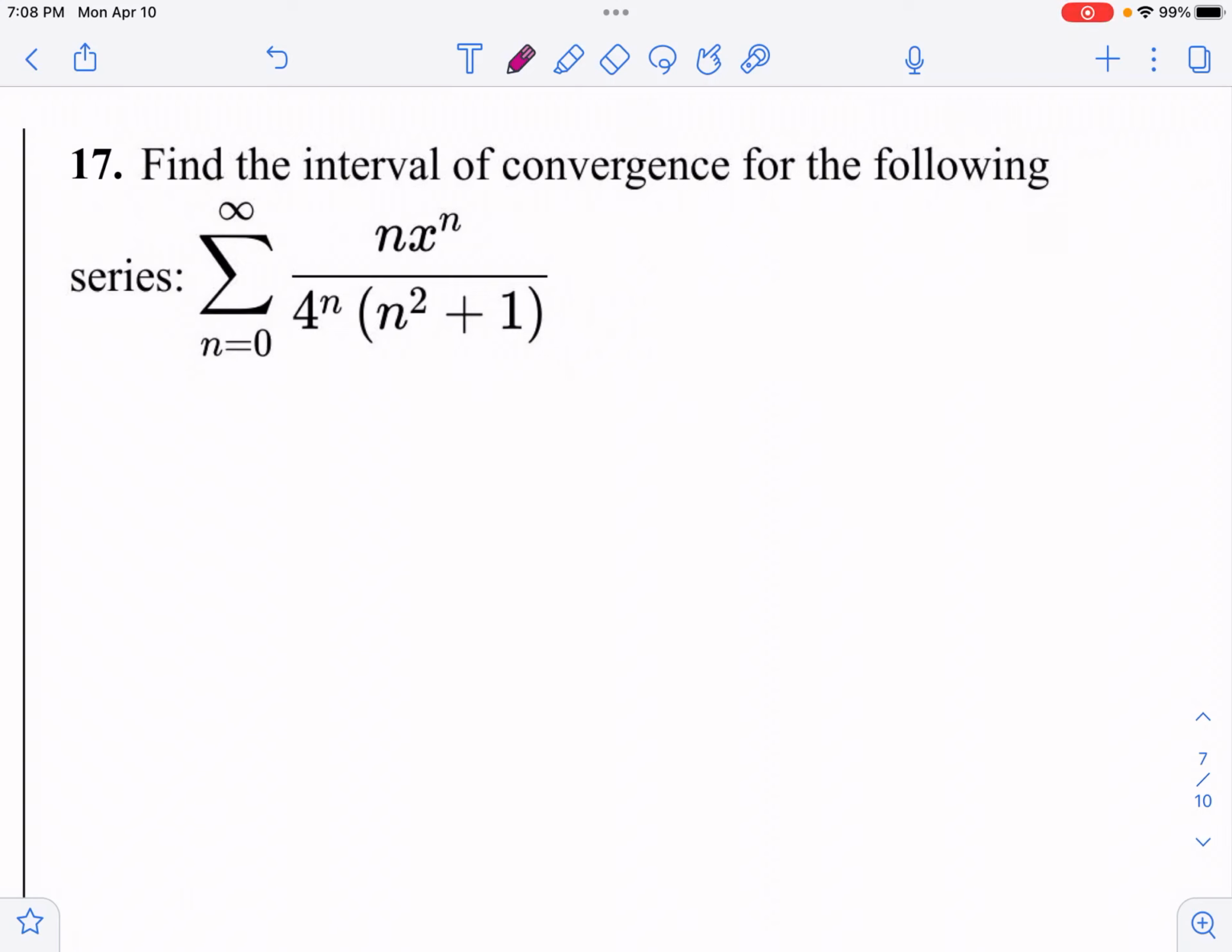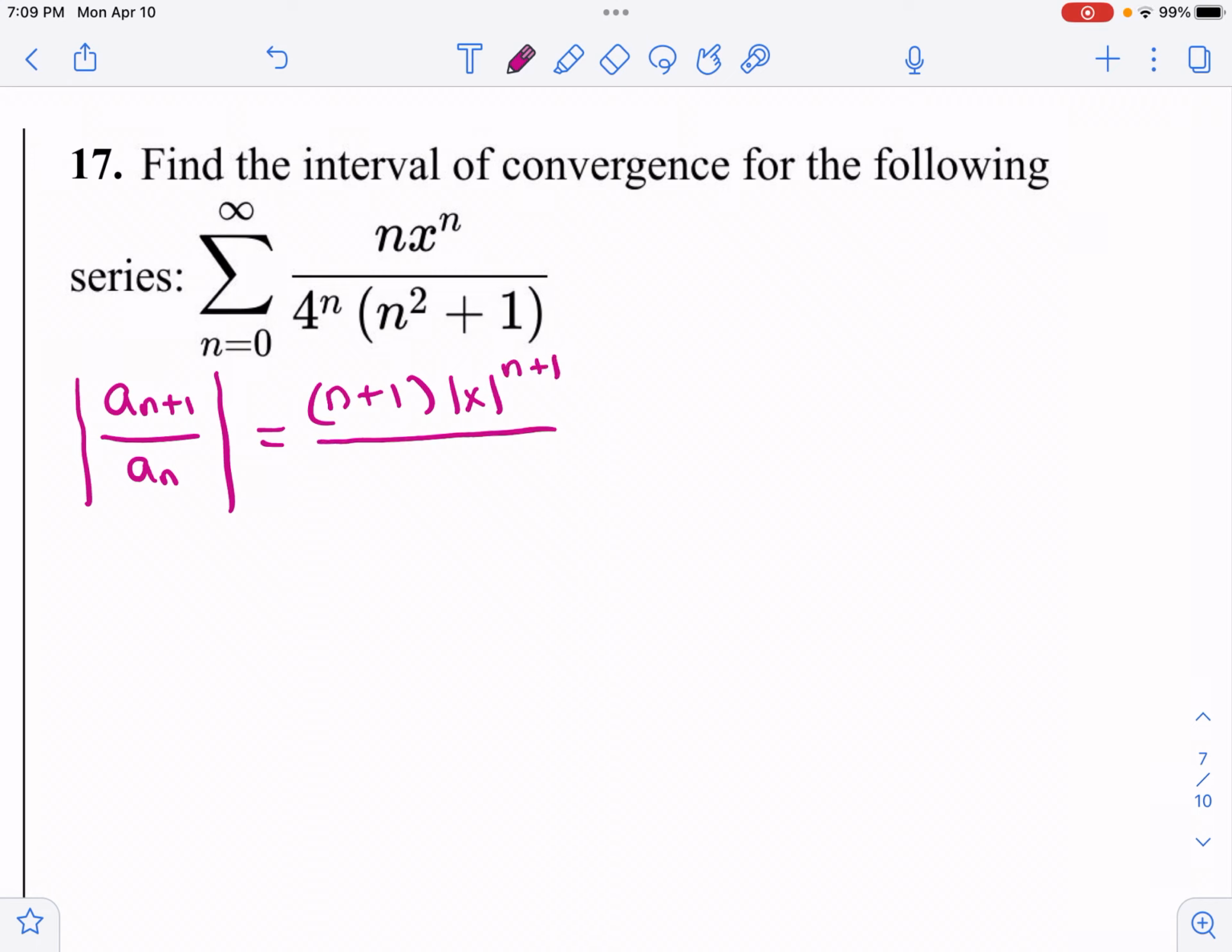All right, we need to find the interval of convergence for this power series. We use a ratio test. Okay, so the n plus first term looks like this. The only thing that needs the absolute values is the x. That's the only thing that's at risk of not being positive.